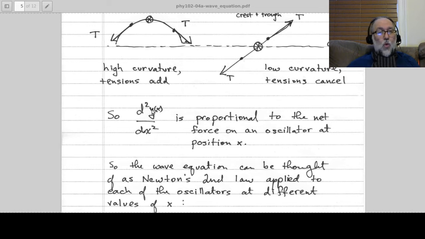So you can see here, I'm differentiating y with respect to x, but I'm looking at a point x. I pick a particular point x and I ask, what's the second derivative of the string there, the shape of the string? What's the second order derivative with respect to x at that point? And that turns out to be proportional to the net force.